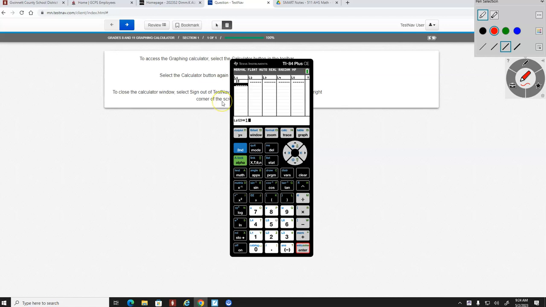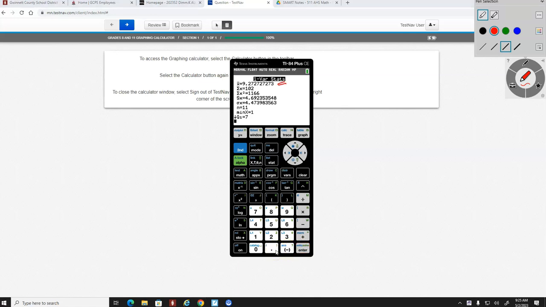Here, 15, 11, 10, 13, 1, and 13. Okay, so you should have 11 pieces of data. Okay, so now we're going to go back to stat, move it over to calc, press enter in the first version. Make sure that the list matches the list you put your data in. Enter, and here's all the information that you need.